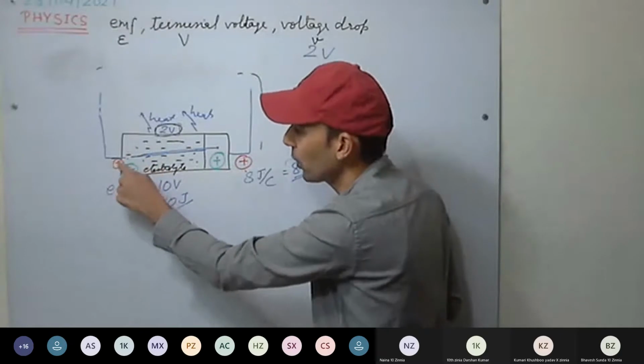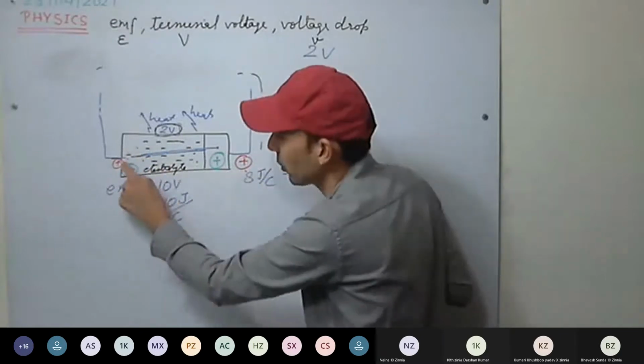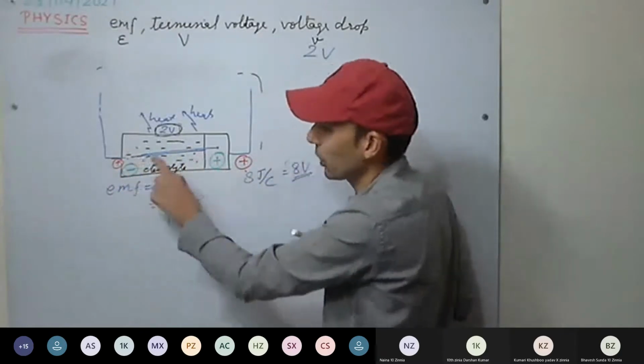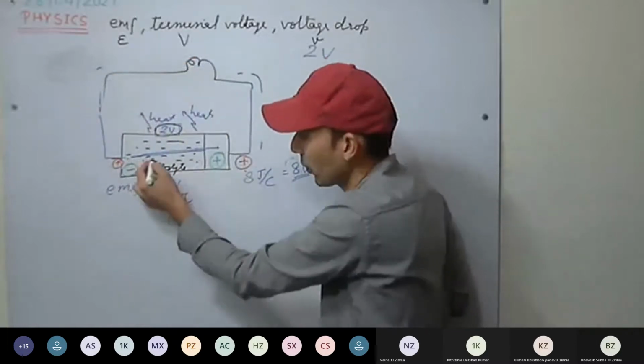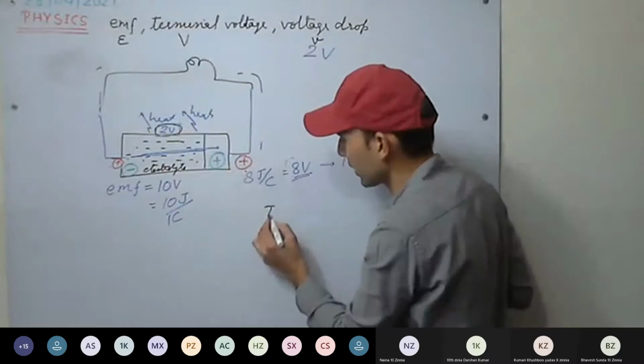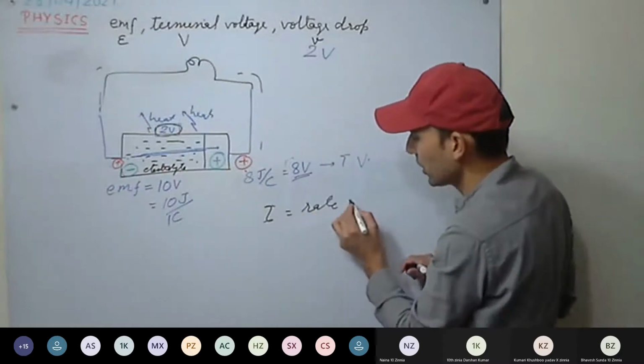If we slow down the charge, for example, the flow of charge we are slowing down, we are increasing the outside resistance. The flow of charge will decrease. What is current? Rate of flow of charge.